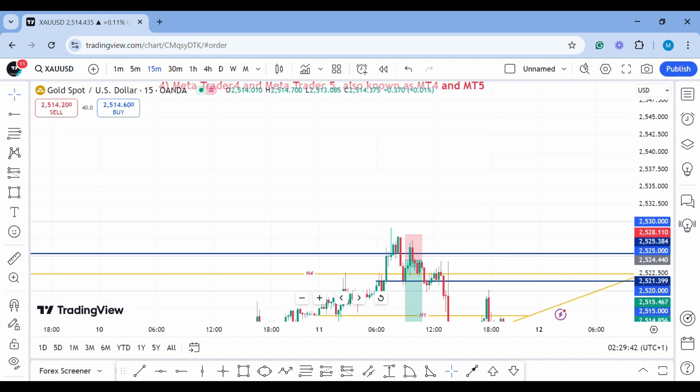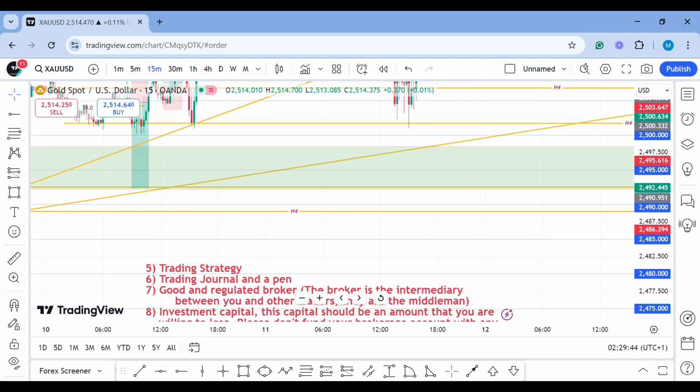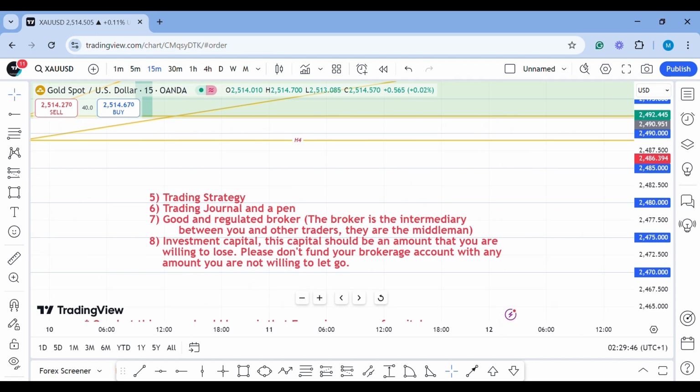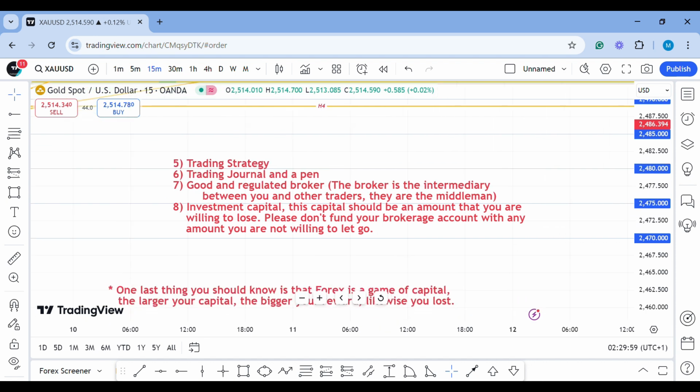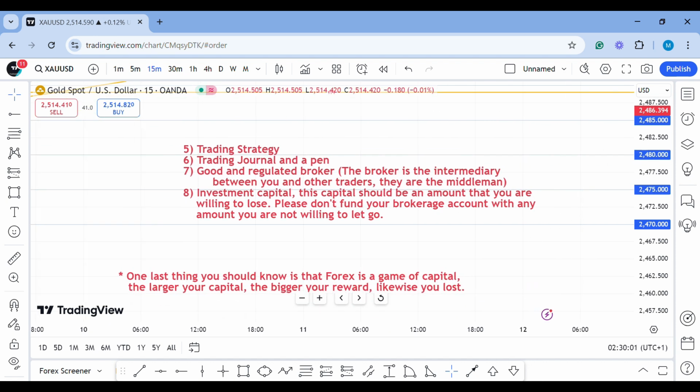Then number five is a trading strategy. Just as every business has its own strategy, forex has its own strategy. Every trader in the forex industry has their own strategy, and that is what I'm going to teach you as we progress.